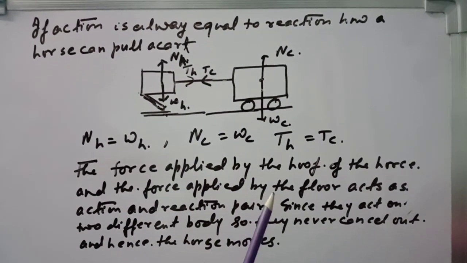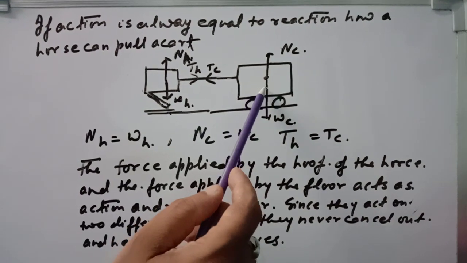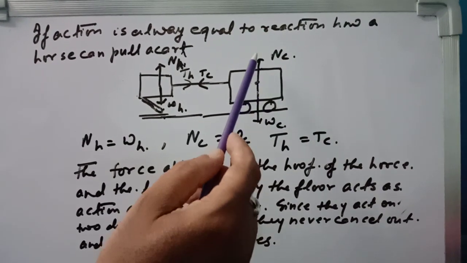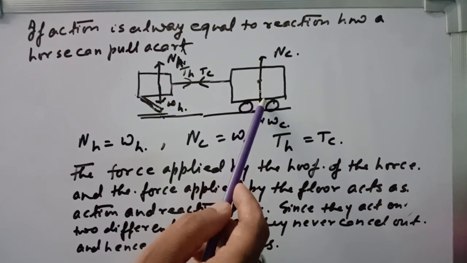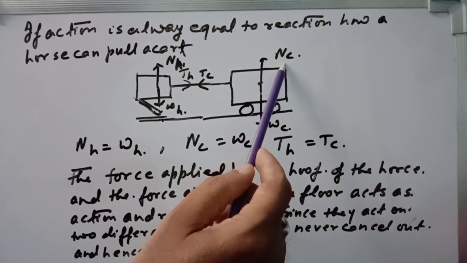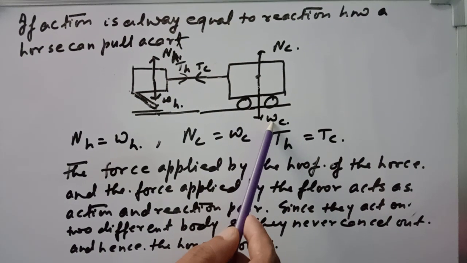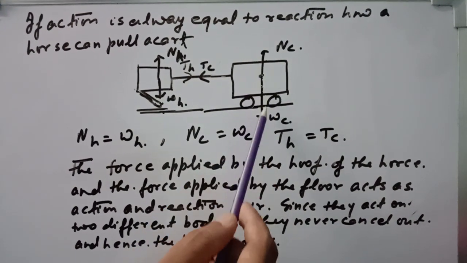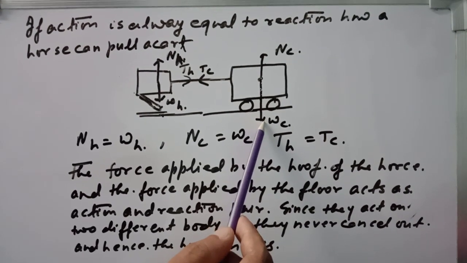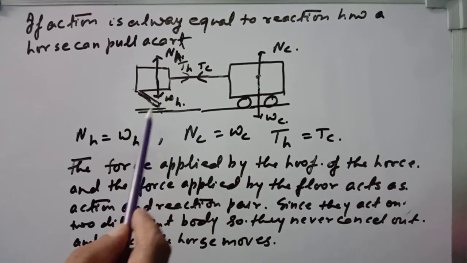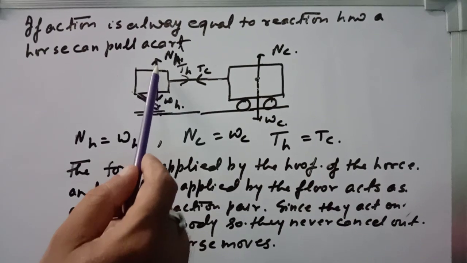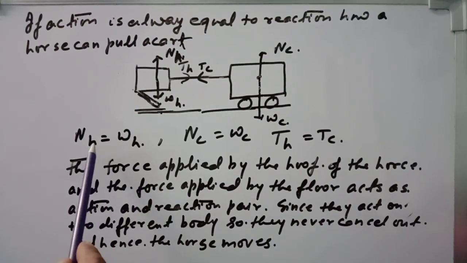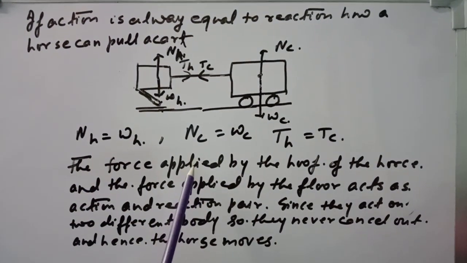Now see the forces. First, the normal reaction, that means the surface applying force on the cart. Here NC stands for the normal reaction on the cart, and WC stands for the weight of the cart. This normal reaction is equal to the weight of the cart. Now the normal reaction applied on the horse is also equal to the weight of the horse. So they balance each other.